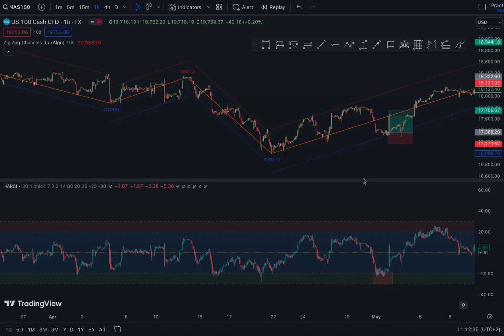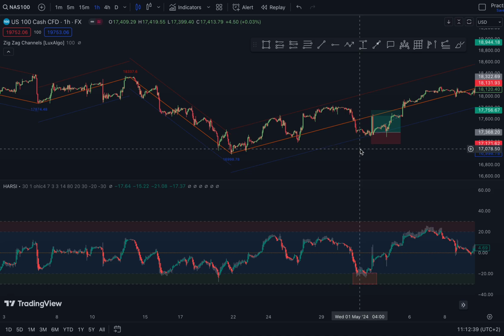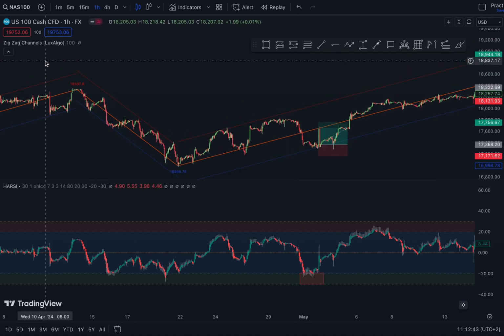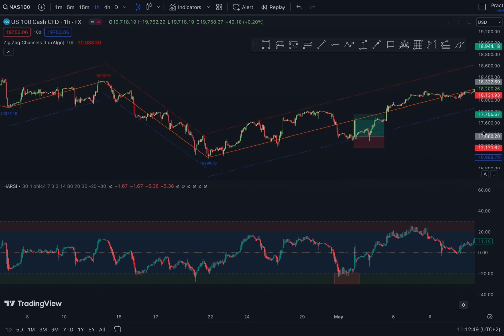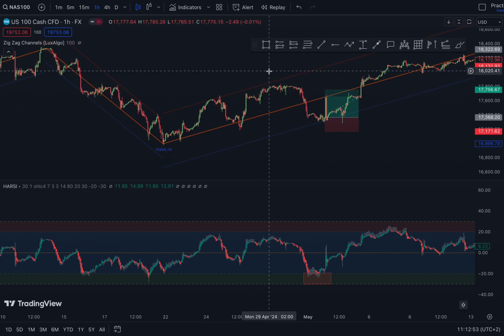This strategy is based on a very simple indicator, which is the Zigzag Channels by LuxAlgo and our Heikin Ashi indicator. You can find them in the indicators section. They're completely free, so let's get started.